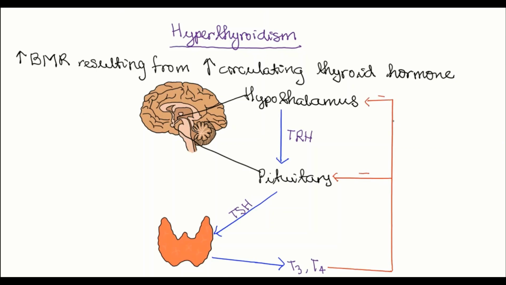So it's like a seesaw effect. When thyroid hormone levels are low, TRH and TSH production increases. However, when thyroid hormone levels increase, it causes the TRH and TSH production to reduce.